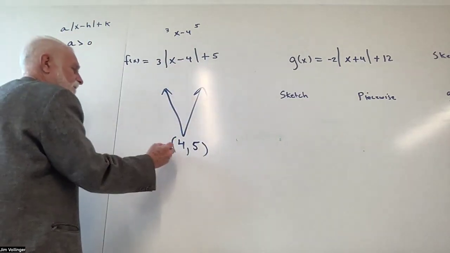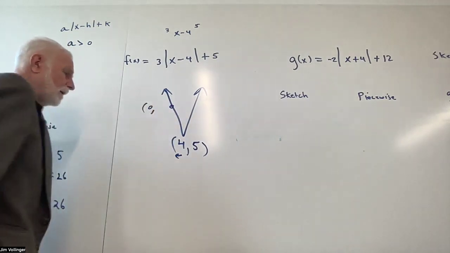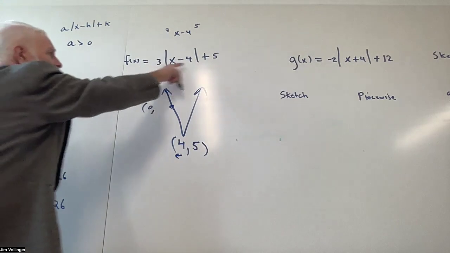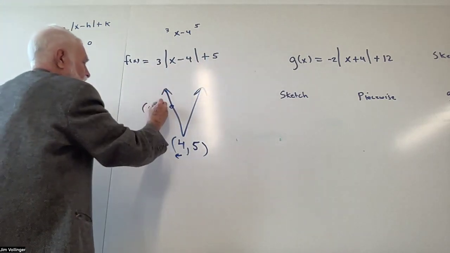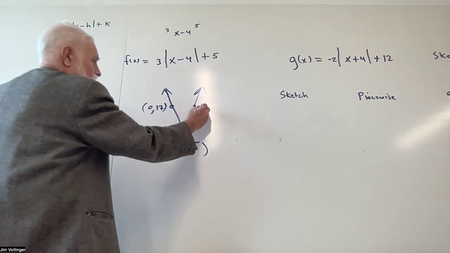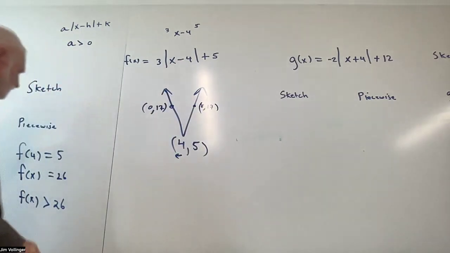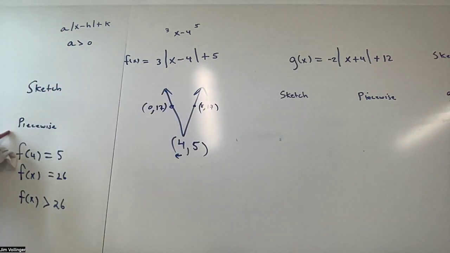I know 0 is to the left of 4, so I'm going to put a 0 here and plug 0 in. And if I do, I get 17. Which means that over here, 8 also gets me 17. That's the same height. We're going to write this as a piecewise function.